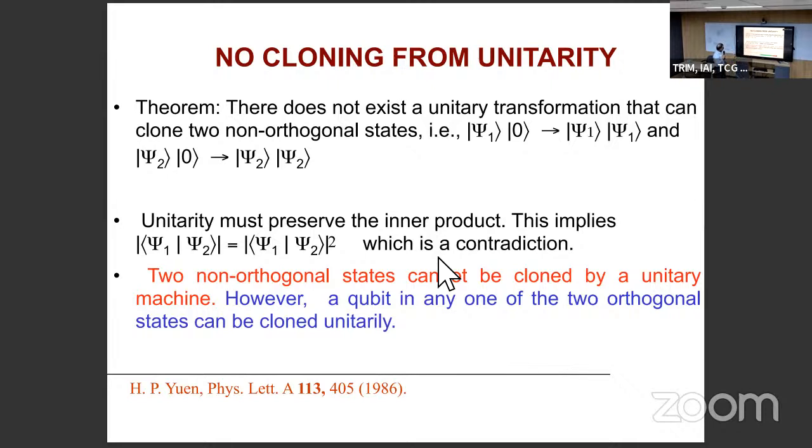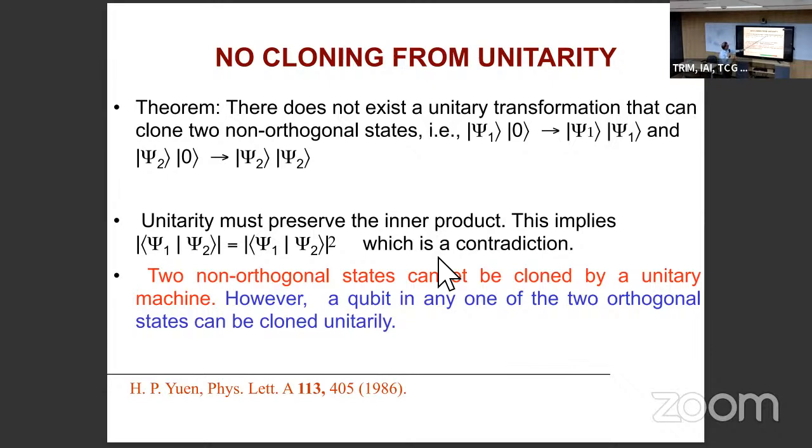So how does the proof look? The proof is again very simple, just a one-line proof. Assume that it is possible and get a contradiction. Let's say that you are able to do this, and you know that any unitary evolution or transformation preserves the inner product.